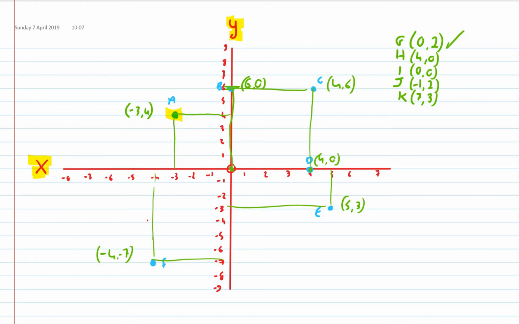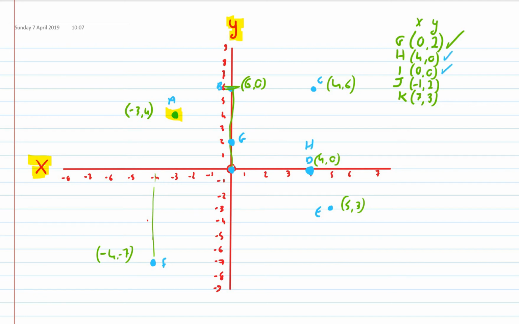We'll start with G. This is the x number, this is the y number. So we go to 0 on the x. I'll just tidy up this first. And I'll do it in blue. So we go to 0 on the x, which is here, and then up to 2 on the y, which is here. So this is G. H then would be 4, 0, which is 4 on the x, which is here, 0 on the y. So actually H is the exact same place as D.